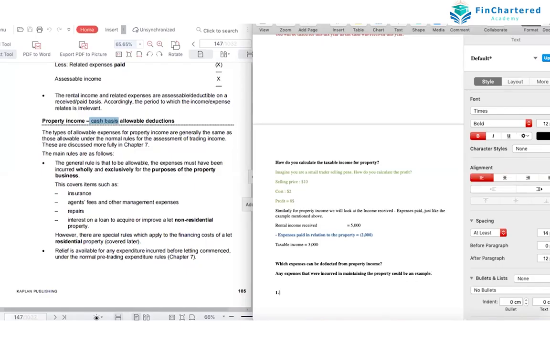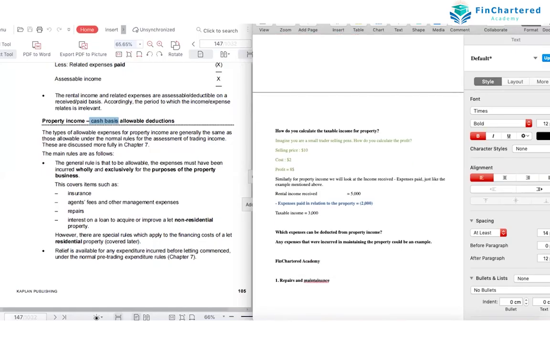For example, any repairs and maintenance. Because obviously, it is an expense of keeping that property. If you have property, every now and then there will be a repair. Like, for example, if you just walk into FinChartered Academy, we have a property here. We have an office. There's a classroom where I sit and take classes, and there's a room inside, which is our office. So the admin people, admin accounts, sit there.